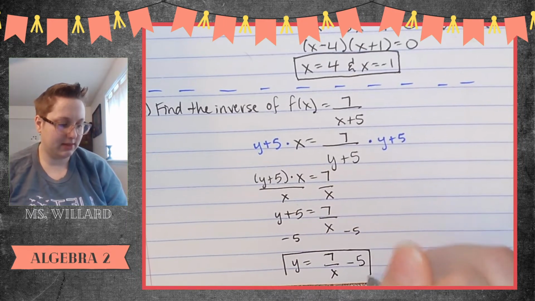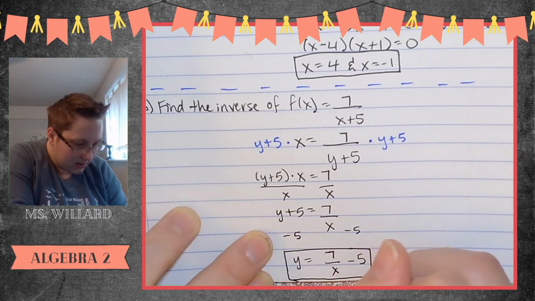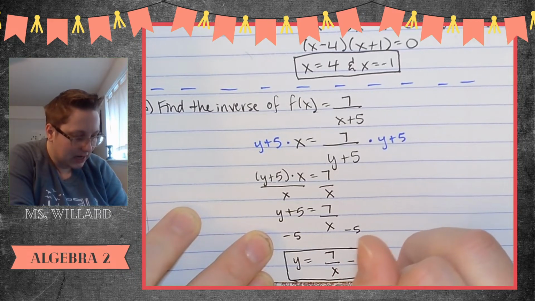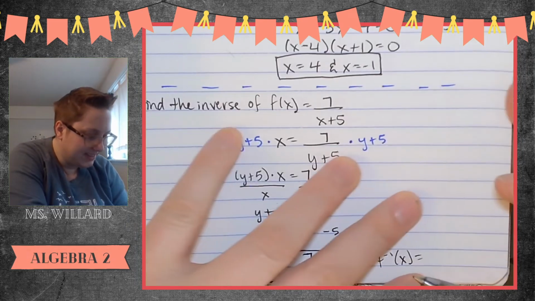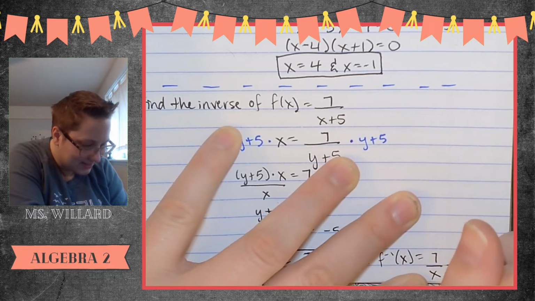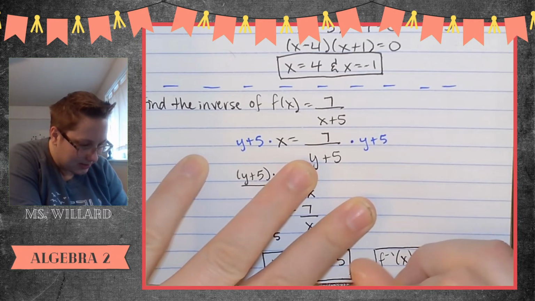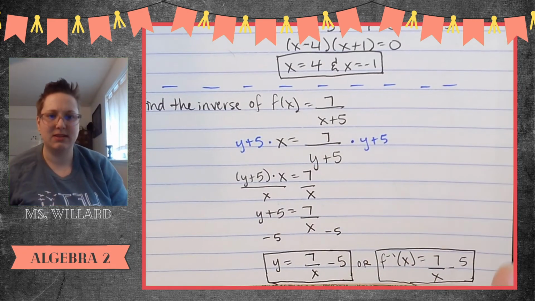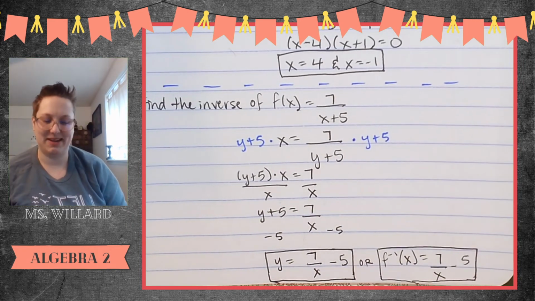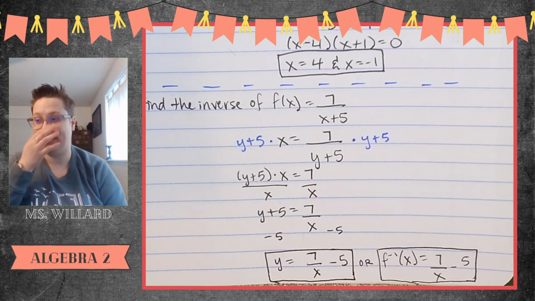Also, we normally rewrite the y as an f inverse. So I actually should have written f inverse of x equals 7 over x minus 5. That would have been better because it's not really y anymore. It's a whole new world. It's right at the bottom of the page. I'm going to write steps and upload these, but that's all you have to do to find the inverse.